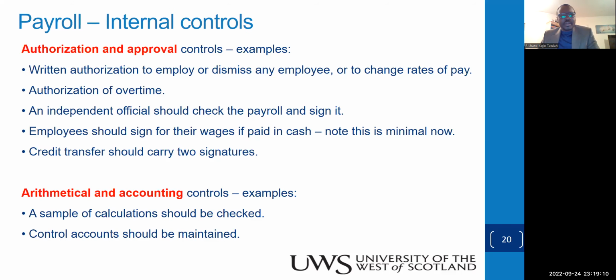Authorization and approval control, so I'll run through quickly. I'm looking at my time. Written authorizations to employ or dismiss any employee or to change pay rates, authorization for overtime, and an independent official check on payroll, which is signed. Nowadays, we don't pay people much in cash, but if somebody takes money in cash, the person must sign for it. Any credit transfer should carry 2 signatures.